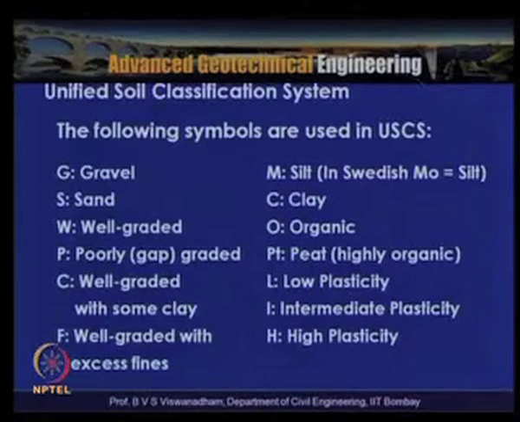So this F symbol, which is used for well graded with excess fines, generally does not come in the grouping of the soil. But what you will find is that suppose you have some clay with low plasticity, then it can be indicated as CL, or say some clay with high plasticity, it can be indicated as CH. Or if you have a sand which is well graded in nature, then it can be indicated as SW. And if the sand has the same size of soil particles, or uniform size, then it can be indicated as SP.